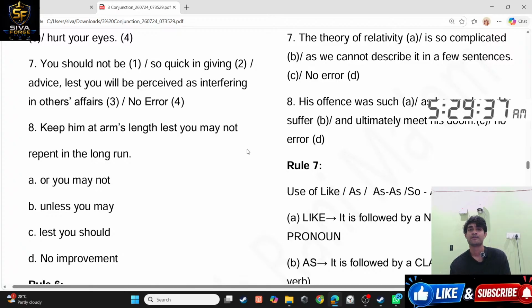55 square 3025. 56 square 3136. 57 square 3249. 58 square 3364. 59 square 3481. 60 square 3600. That's it. I remember this one only, from 1 to 60.